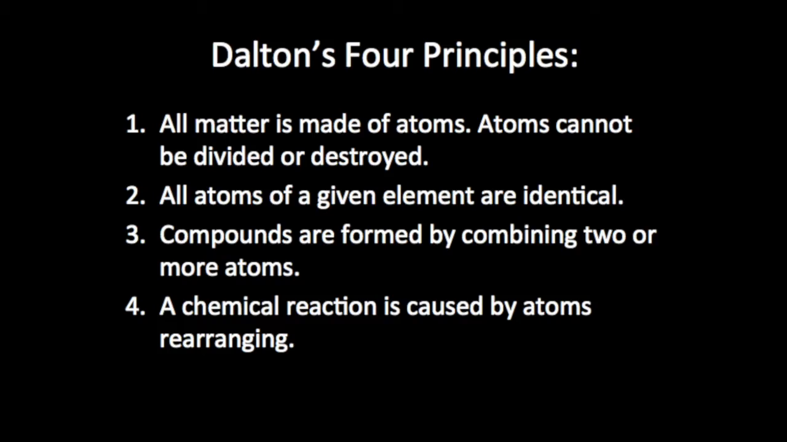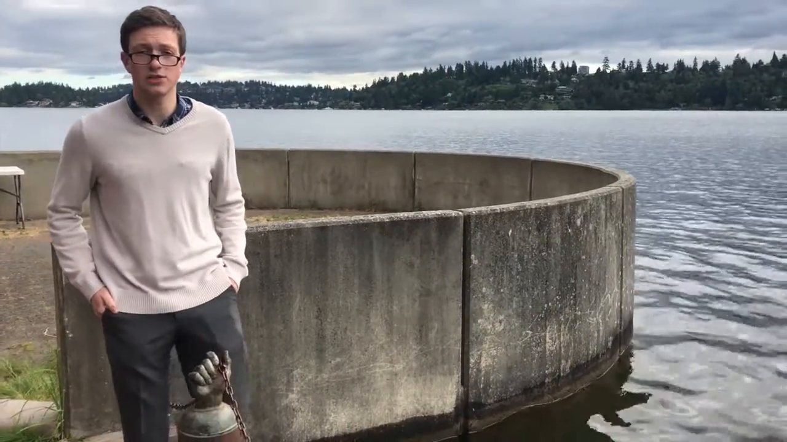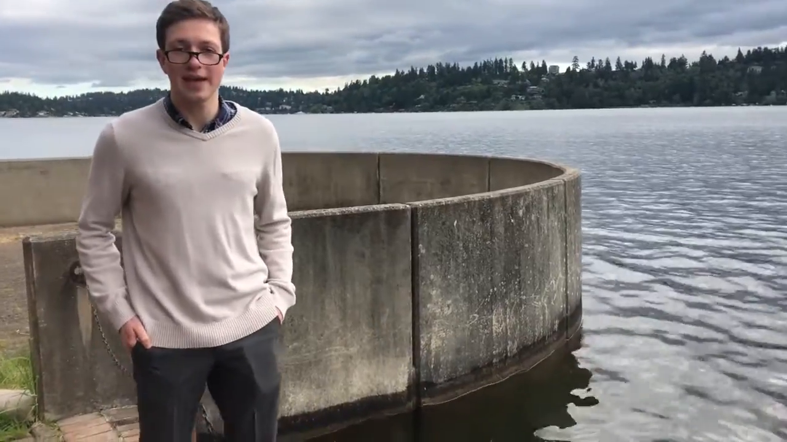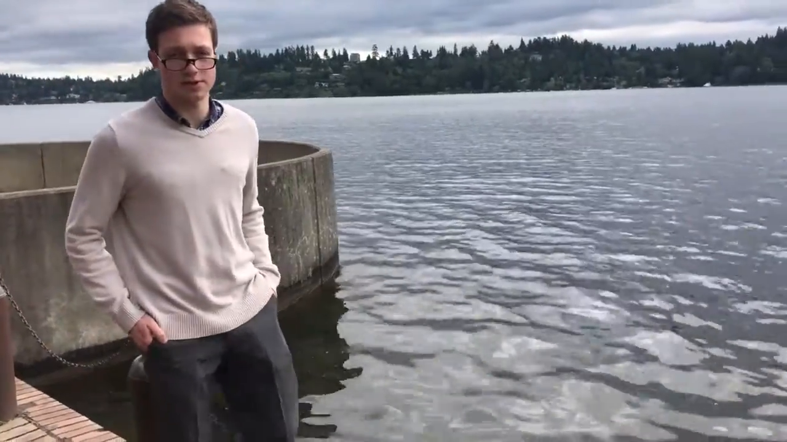In the early 1800s, English chemist John Dalton transcribed 4 principles composing his atomic theory. His 4 postulates were that all matter is made of atoms. Atoms cannot be divided nor destroyed. All atoms of a given element are identical. Compounds are formed by combining 2 or more different atoms. A chemical reaction is caused by atoms rearranging. Thanks to Dalton, by the early 1800s, we had a better understanding of the behavior of matter. And yet, we still did not know much about its structure.